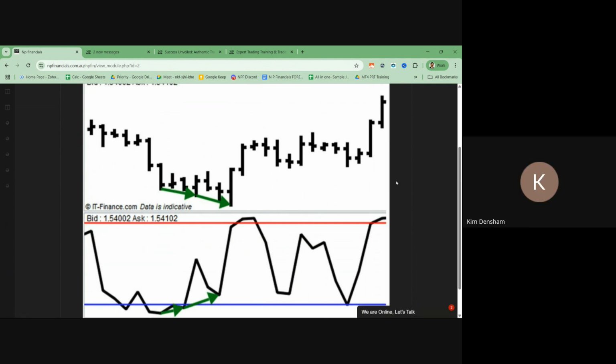And the back-to-back divergence, is that a stronger divergence indicator potentially? Yeah. Correct. Okay. Any other question? No.